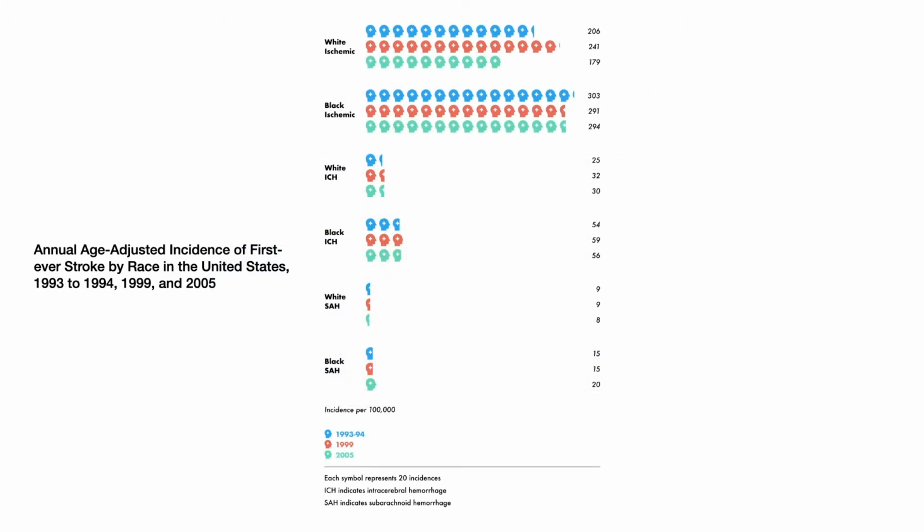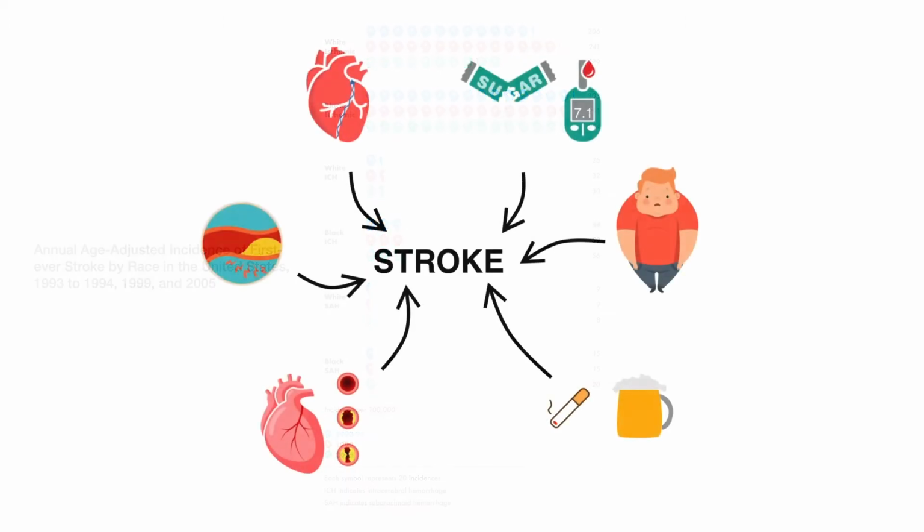Data from Heart Disease and Stroke Statistics 2020 published in Circulation of the American Heart Association indicates that both Caucasians and African Americans in the United States more commonly suffered from ischemic stroke. Many common medical conditions can increase your chances of having a stroke, including high blood pressure, diabetes, obesity, smoking and drinking, heart disease, hyperlipidemia, and so forth.